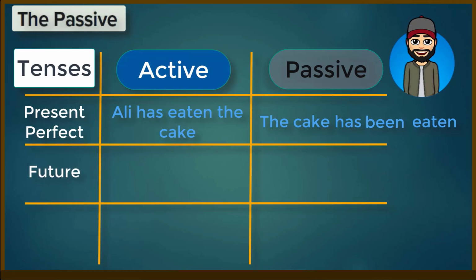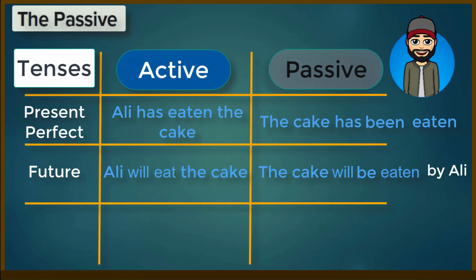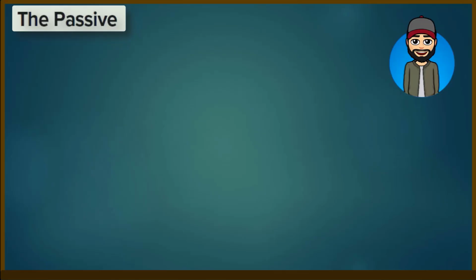Future مستقبل. Ali will eat the cake. Now when we change it to passive, we take out Ali, then we bring the object at the beginning and we say the cake will be eaten. You can add by Ali or you don't have to. وكالمعتاد نبعد علي الفاعل ثم نأتي بالمفعول به في المقدمة ونقول the cake will be eaten. يمكنك إضافة بواسطة علي أو لست ملزما بذلك.